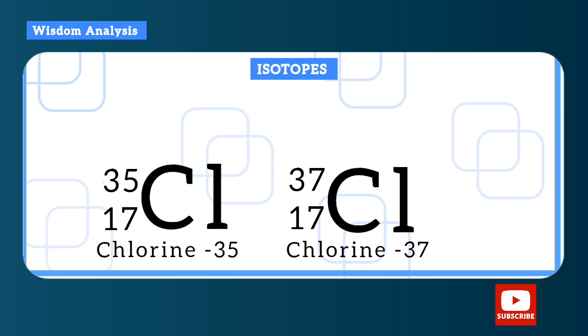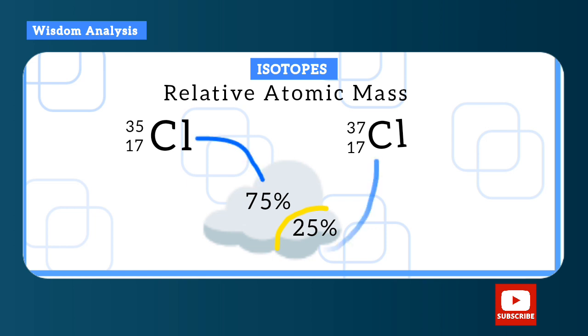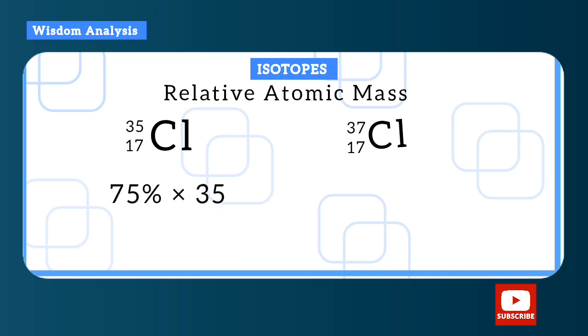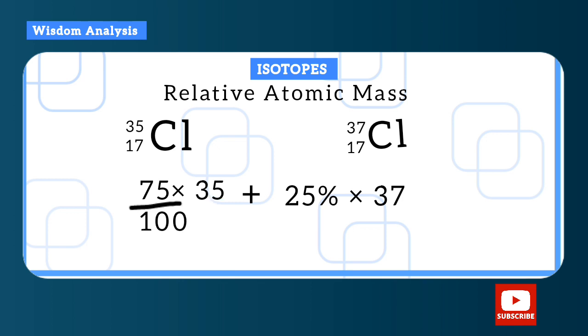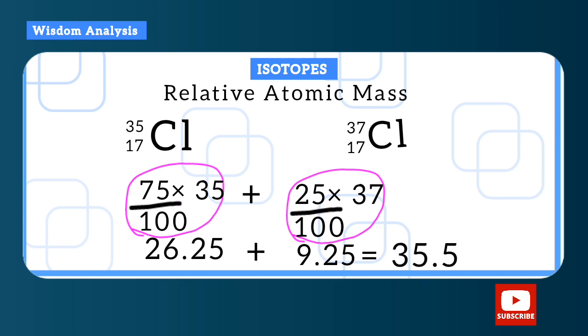Okay, so let's go to the relative atomic mass, that is the general atomic mass of these two isotopes. So if they say one of them is 75% and the other is 25% of a given sample, then you do 75% times the mass number of the first one and 25% times the mass number of the other. So you add both of them together. This is 26.25 and this is 9.25. If you add them together, that will give you 35.5 as the relative atomic mass of the isotopes.